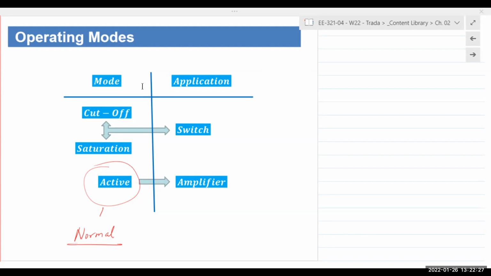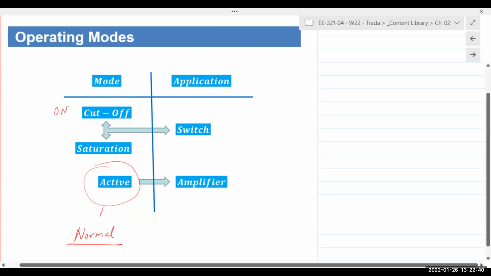So here we would say it's on and off. Oh, the other way around. Off and on.